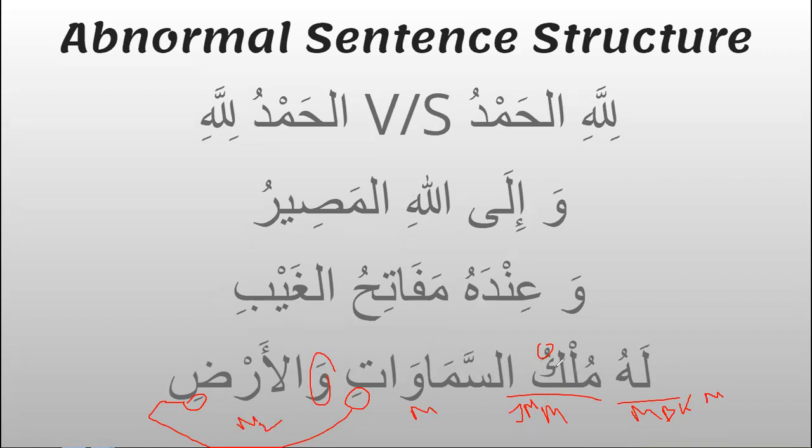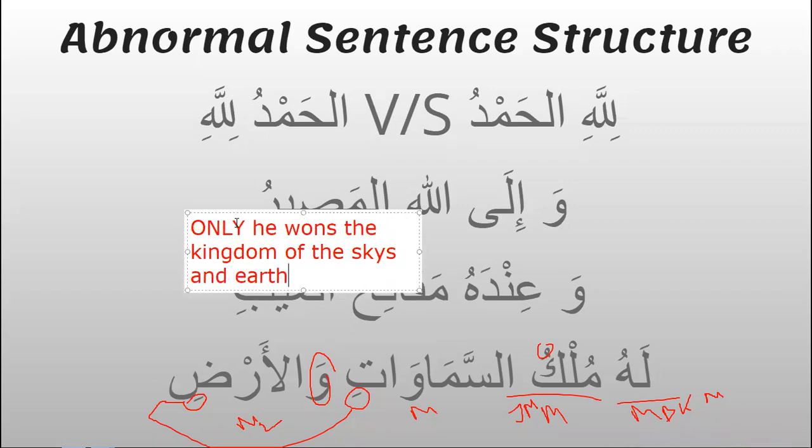Okay, so lahu mulku samawati wal ard is "for him," or "he owns the kingdom of the skies and the earth." And because it is muqaddam, we have to add what? Only, right? Only he owns the kingdom of the skies and earth. Okay, you understand this part? Yeah. Okay.